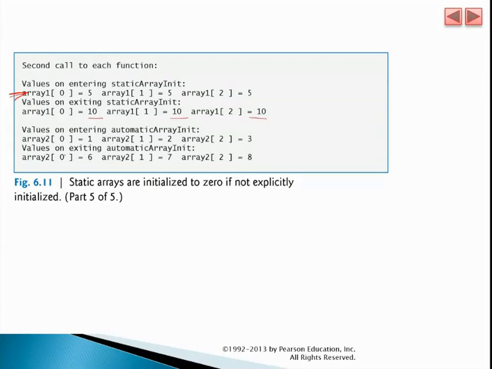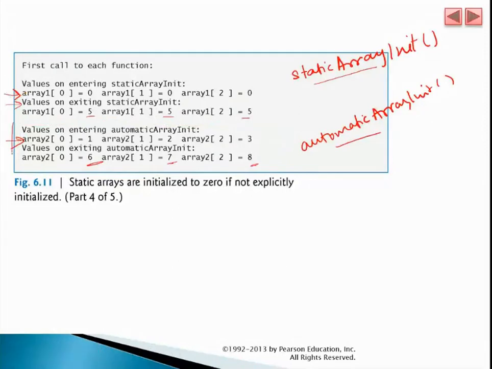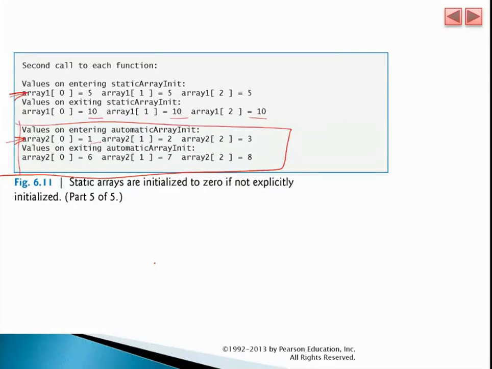Okay, but this is not true in the second case. See, in case of automatic array init, this is the second call for automatic array init, and the values are again initialized with 1, 2 and 3, right? So if you see this particular part, it is the same for both the cases. Whether it is first call or second call, there is no difference. Initial values are 1, 2, 3, and we have increased the value by 5, so it becomes 6, 7, 8. In the second call also, initial values are 1, 2, 3. We increase the value by 5, it becomes 6, 7, 8.